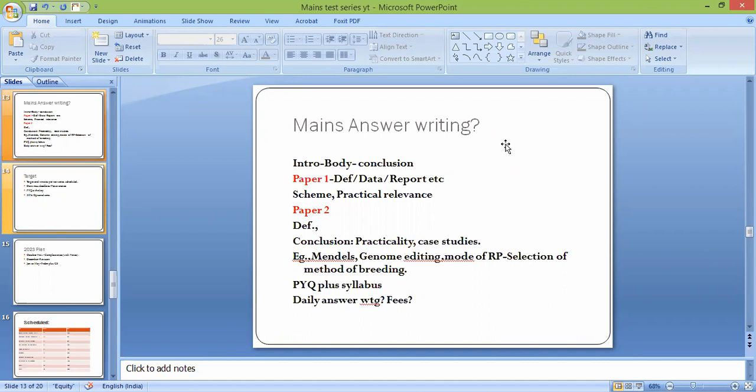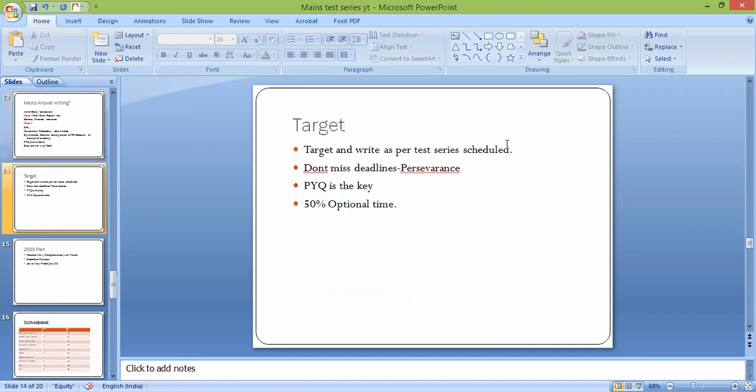So you should be in the sphere of having knowledge related to UPSC, and have mentors who are able to teach you as per the UPSC standards and not as per the general specialist standards. Then, to target yourself, write as per the test schedule and try to be perseverant, because that is the key for success in UPSC. And the previous year question is the key for everything. Nobody can match the previous year question.